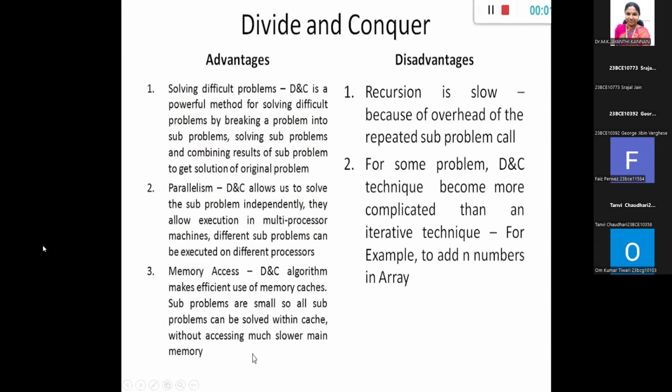If you take the advantages of the divide and conquer technique, the main advantage is solving difficult problems. Divide and conquer is a powerful method for solving difficult problems by breaking the problem into subproblems, solving the subproblems, and combining the results of the subproblems to get the solution of the original problem.